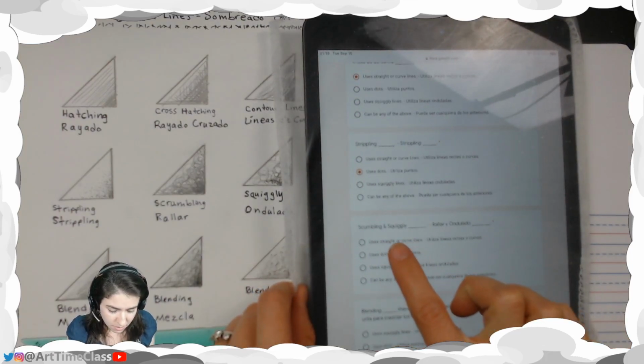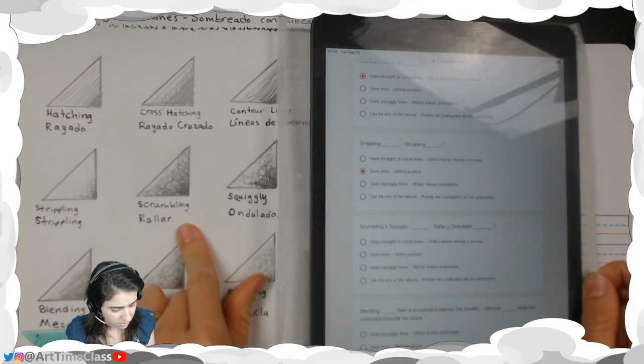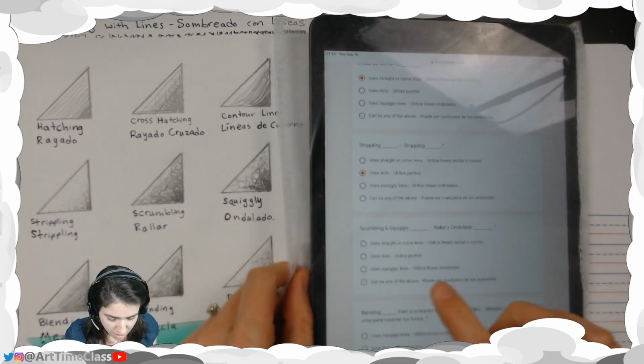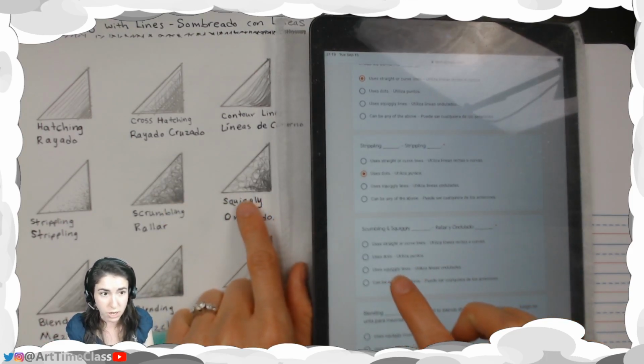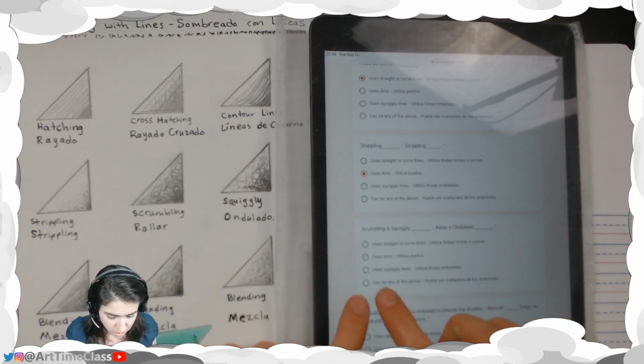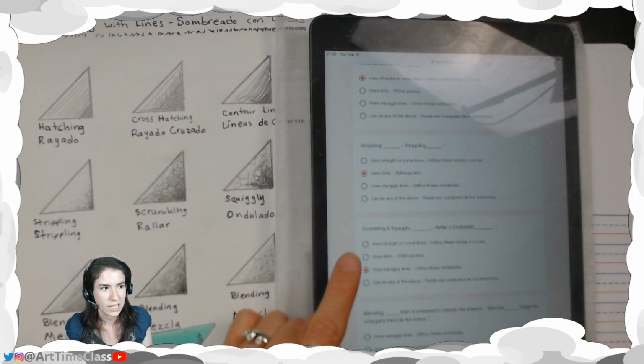Scribbling and squiggly. Those are these guys, scribbly and squiggly. They use straight or curved lines? No, those don't look straight or curved. They use dots? No, those aren't dots. They use squiggly lines. Okay. Can be all above? Nope. I think they're squiggly lines.